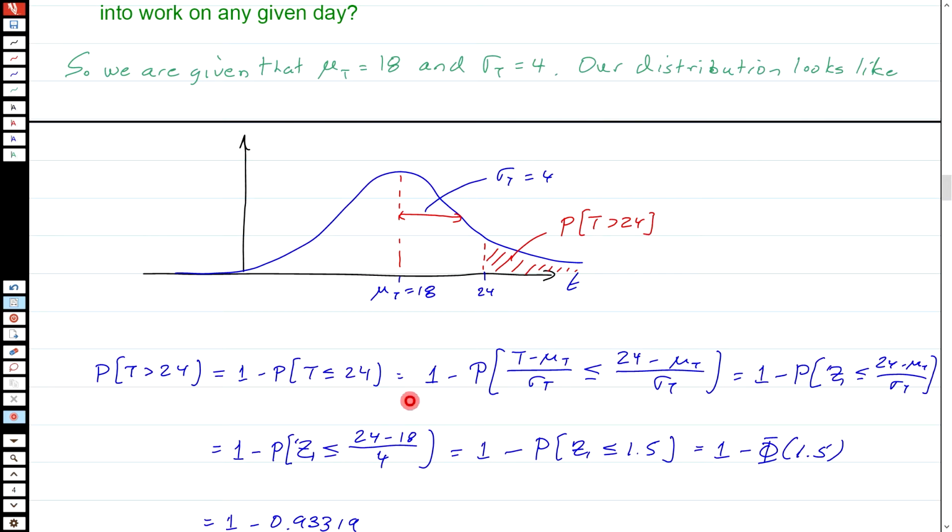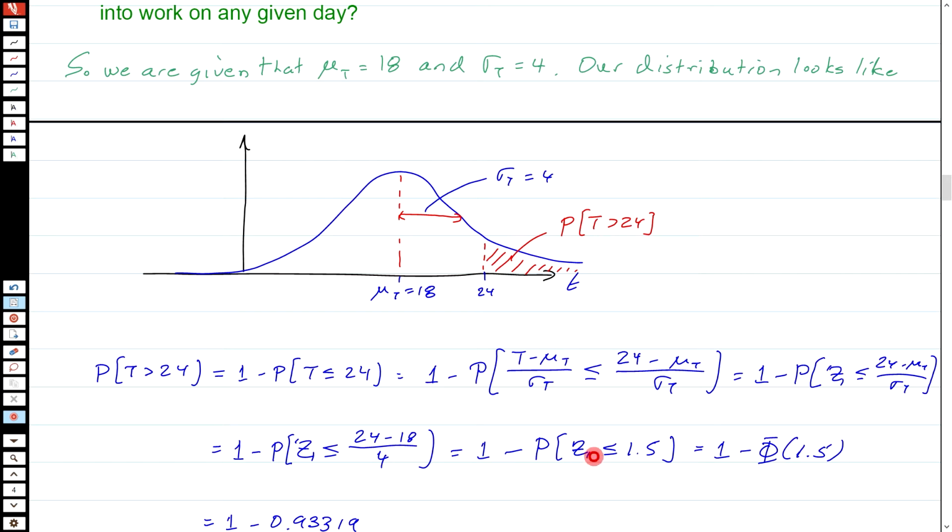Okay, so let's see how this works. Probability that t is greater than 24. If we're going to use this cumulative distribution function, we have to flip this around. So it's 1 minus the probability that t is less than or equal to 24, and then my next step is to standardize. So I take t, subtract its mean, divide by its standard deviation, and then it's the same thing on the right-hand side. So I get 1 minus the probability that (t minus mu of t) over sigma t is less than or equal to (24 minus mu of t) over sigma t. And that first thing here is z. So there's our z there. And we know mu of t is 18 and sigma t is 4. So I know everything on the right-hand side.